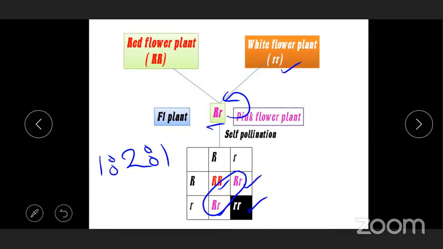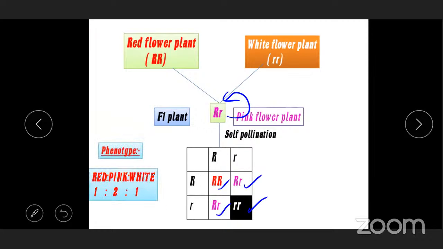What is the phenotype ratio? Red is to pink is to white is equal to 1:2:1. This is the phenotype ratio in the F2 generation of incomplete dominance.